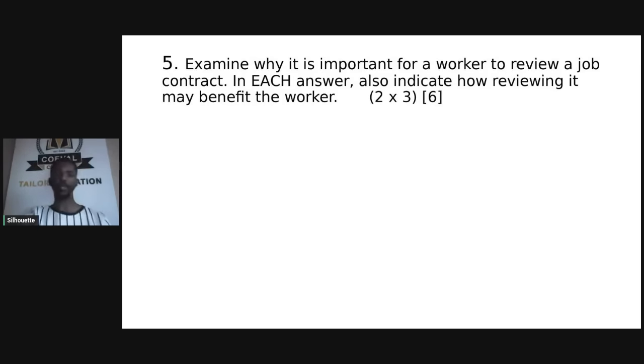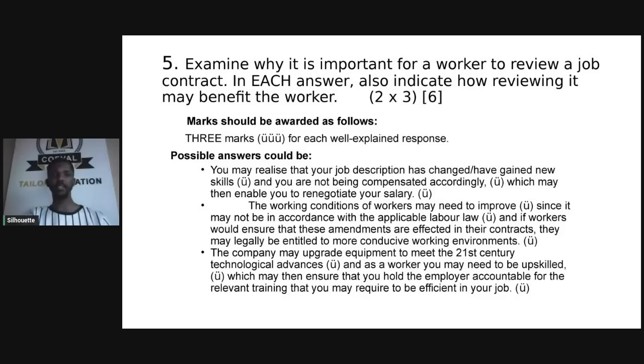And then the last question is: examine why it is important for the worker to review a job contract. In each answer, also indicate how reviewing it may benefit the worker. I beg your pardon. The mark allocation is 2 times 3, which means 2 responses, and each response is 3 marks. The first mark: fact, statement, or opinion. The second mark, qualify, and then the third mark, the outcome or the result.